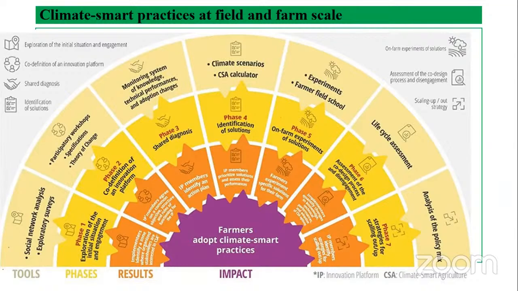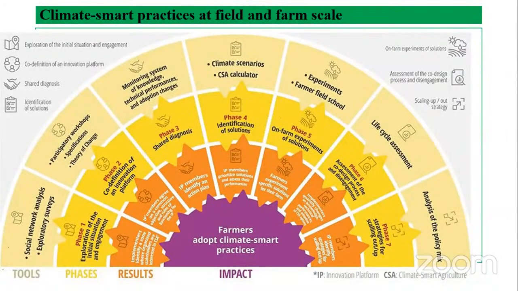the next tool that we employ will be monitoring the systems of knowledge operation, the technical performance issue, and the adoption change. We will be seeing here how different systems, different knowledge are combined and work harmoniously, and how adoption takes place. The other one is how the scenario is operating. Okay, climate scenarios. Here we will be using different climate models, different prediction models, different forecasting models, and different risk calculating models, and see how climate smart agriculture is benefiting the society.